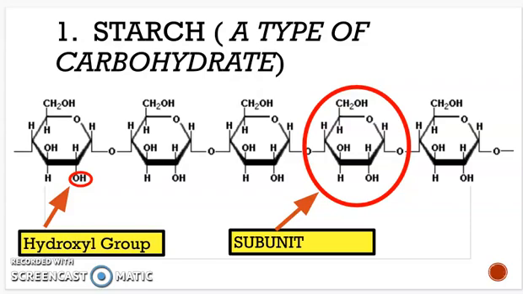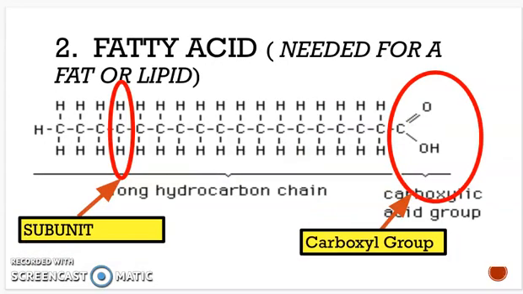It has a hydroxyl group, and then the entire piece of a starch. So that means where you see the subunit circled, that is the monomer. So that's one bead of our carbohydrate necklace.